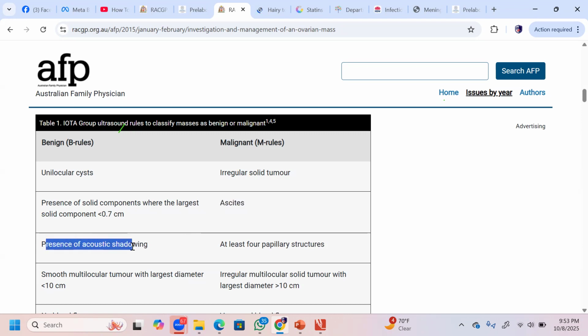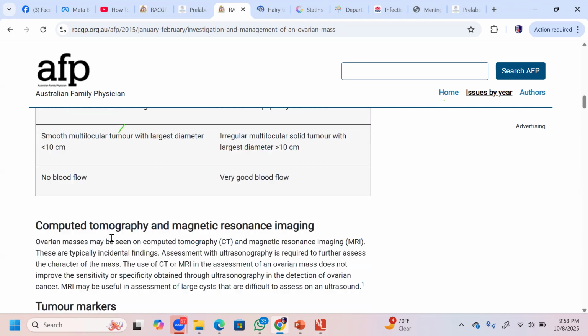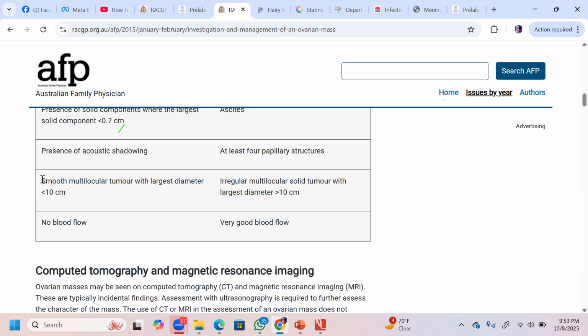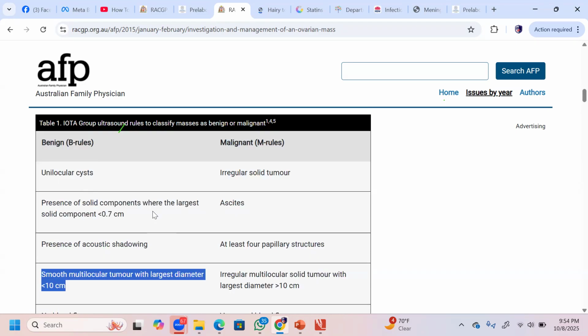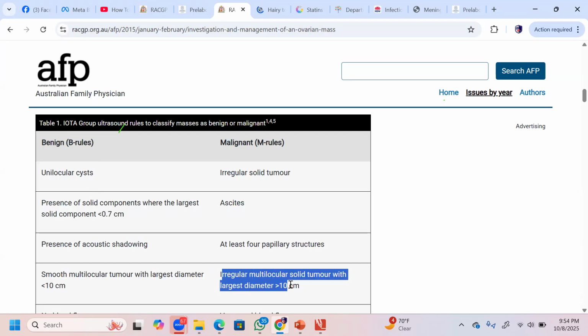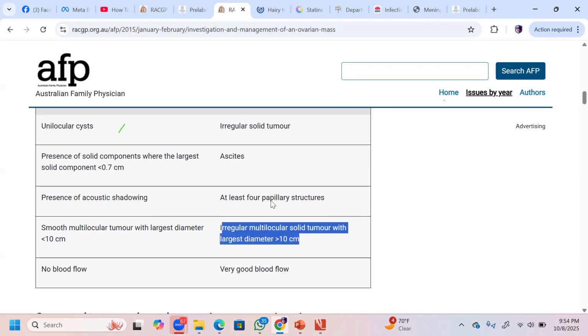Presence of acoustic shadowing, and at least, okay, not important. Next we have, if the diameter is less than 10 centimeters, it is benign. But if it is an irregular multilocular solid cyst with diameter greater than 10 centimeters, you will think of it as an alarming sign, so malignancy.